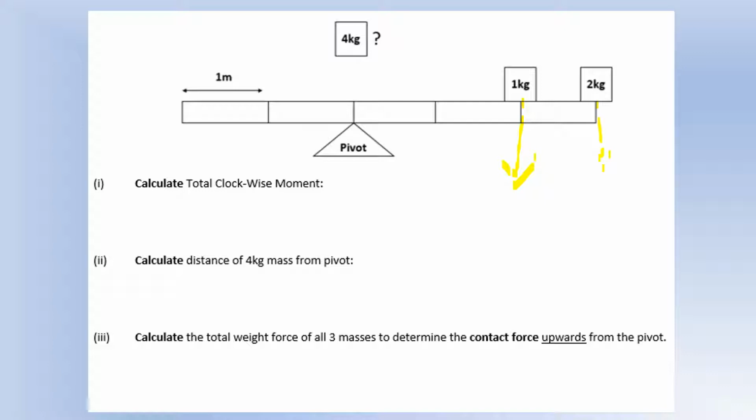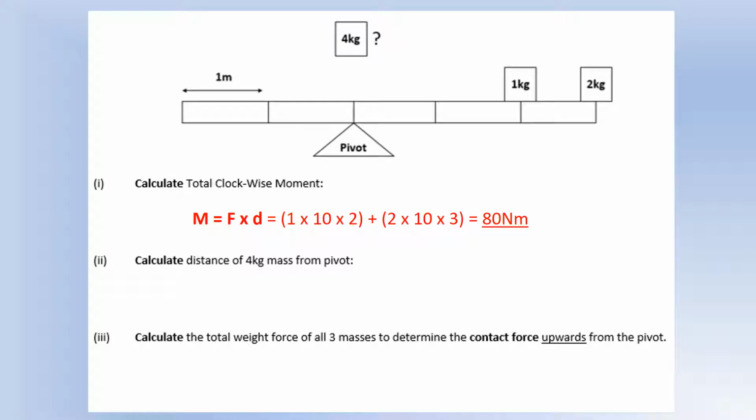So the 1 kilogram mass is 2 units away, and the 2 is 3 units away. What we're going to do is first turn the mass into a weight force by multiplying it by 10, and then we're going to multiply it by the distances, so it's 2 and 3 for each of the forces, giving us a total moment of 80 Newton meters going clockwise.